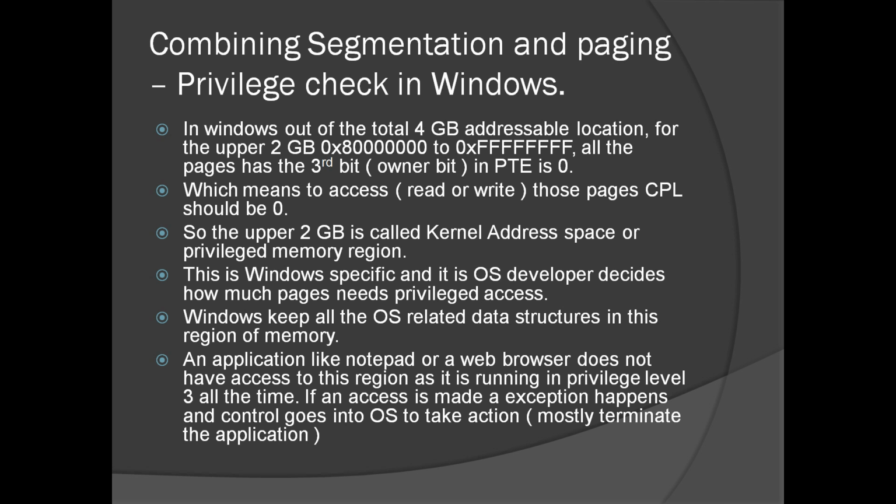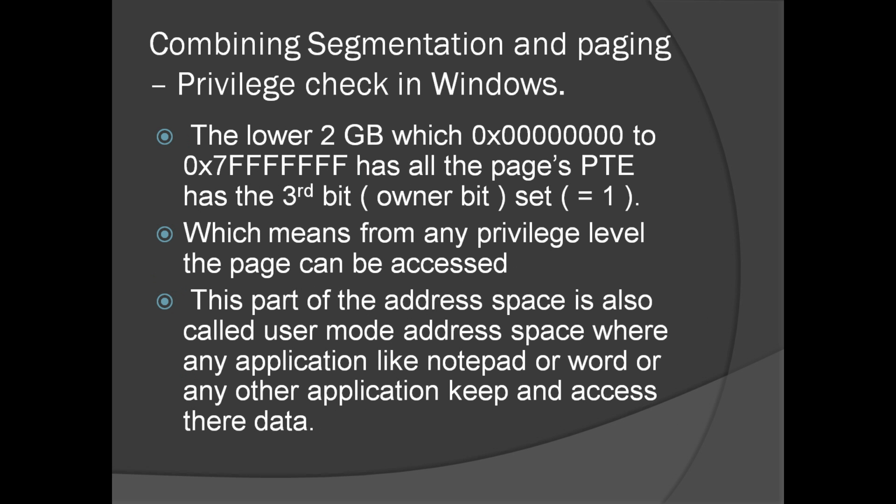The lower 2 GB, which is 0 to 7FFFFFFF, has all the pages in the PTE with the third bit set to 1, which means they can be accessed from any privilege level: 0, 1, 2 or 3. This part of the address space is also called user mode address space, where any application like Notepad or Word or anything else can run and keep their data.